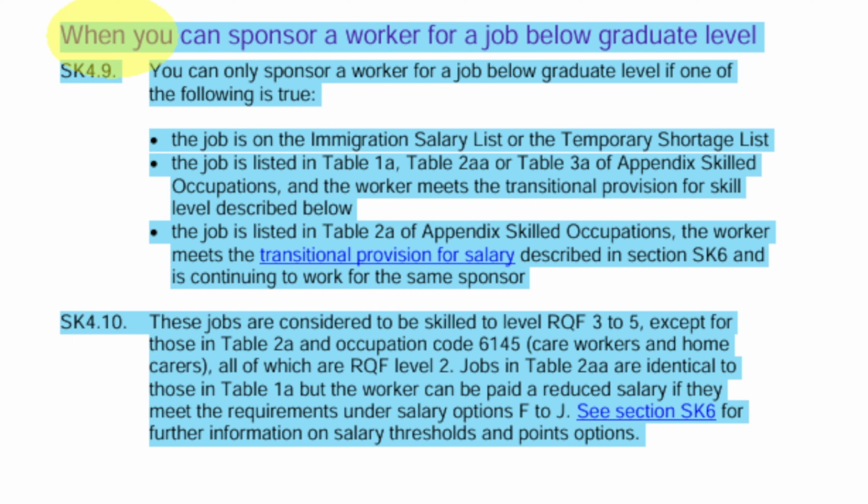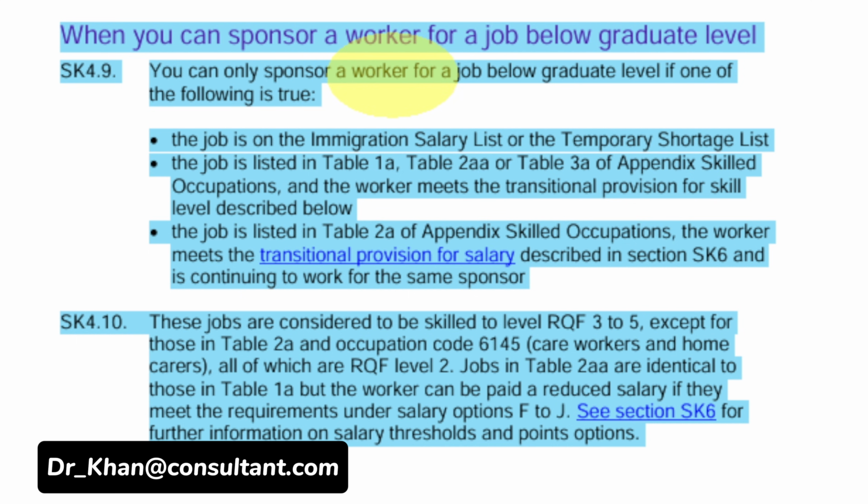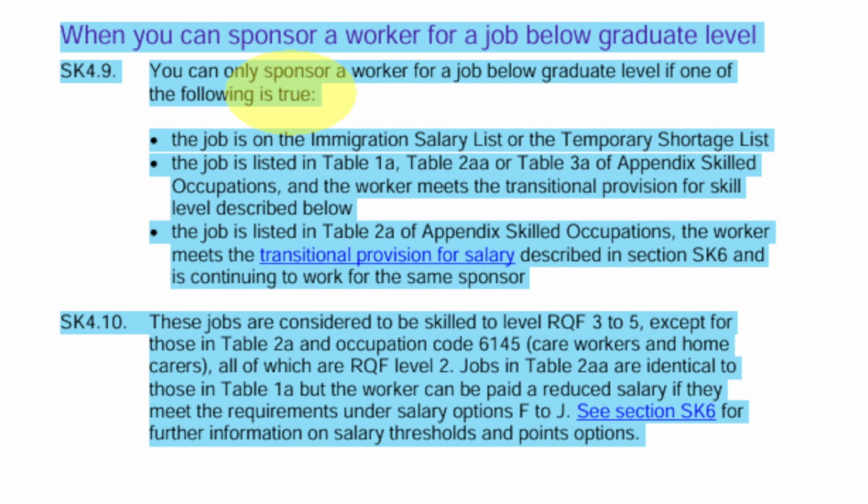Now let's read what the guidance says. So when you can sponsor a worker for a job below graduate level, you can only sponsor a worker for a job below graduate level if one of the following is true. Number 1, number 2, number 3. Number 1 is the job is on the immigration salary list or the temporary shortage list, the one which we just discussed. The job is listed in table 1A, table 2AA or table 3A of the appendix skilled occupations, and workers meet the transitional provision for skill level described below.